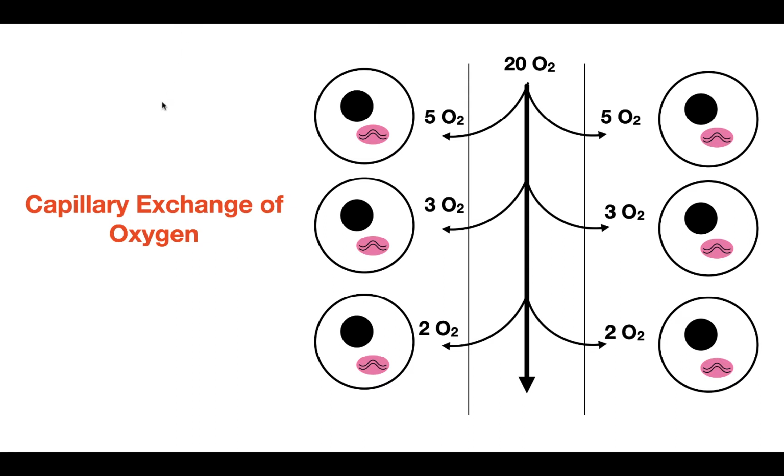In today's video, I'm going to give you an explanation of how oxygen is transported from the blood into the interstitium, which contains both the cells and the fluid surrounding those cells. So with that, let's give it a go.